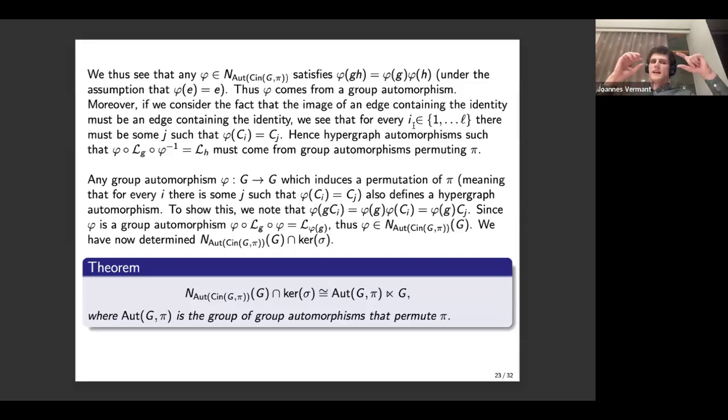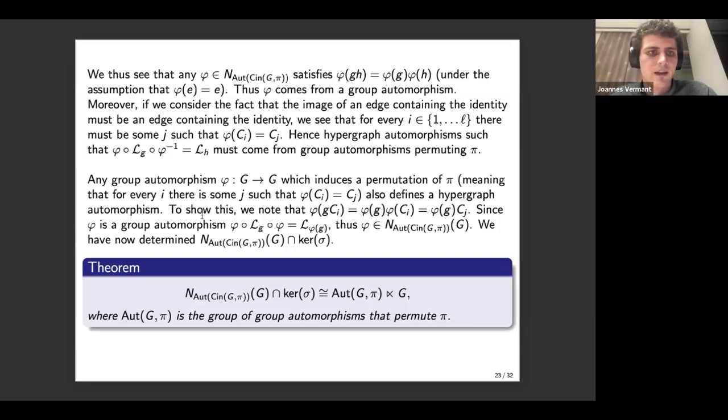And because any edge containing the identity must again be an edge containing the identity, we see that for every ci, there must be some cj such that phi of ci is equal to cj. So hence these hypergraph automorphisms must come from these group automorphisms which permute pi. And then conversely, any such group automorphism which induces a permutation of pi, meaning that for every ci there is some cj such that phi of ci is equal to cj, this then also defines a hypergraph automorphism.